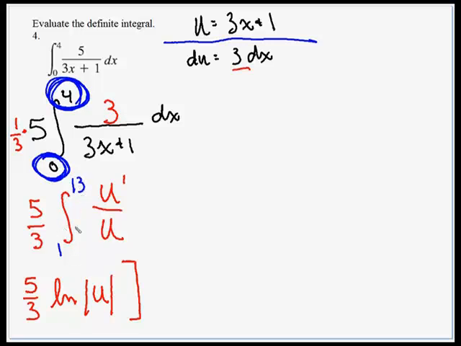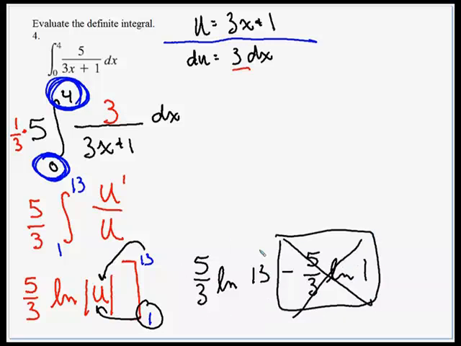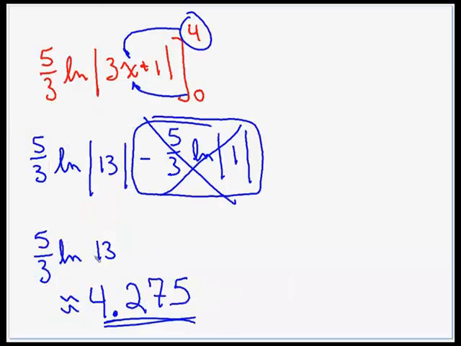So my limits in terms of u would have been from 1 to 13. And from here, I would drop in my upper limit in terms of u, and I would have 5/3 natural log of 13, minus, plug in my lower limit of 1, 5/3 the ln of 1. So you can see here we're going to have the same answer. The ln of 1 is 0, times the 5/3, 0 is 0. This is wiped out, and we've easily got 5/3 the ln of 13.